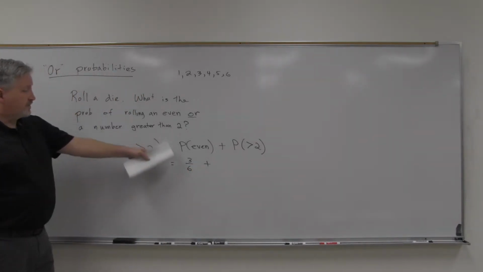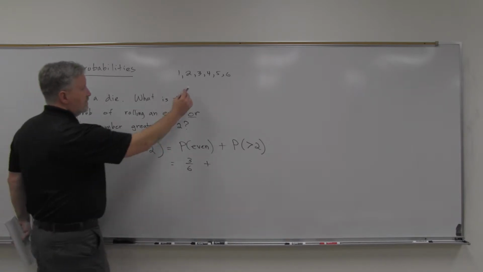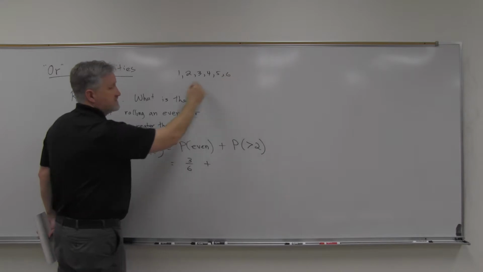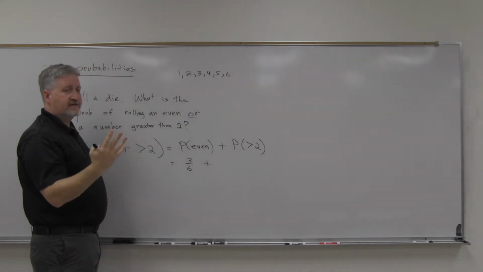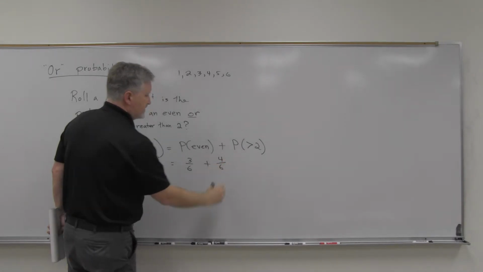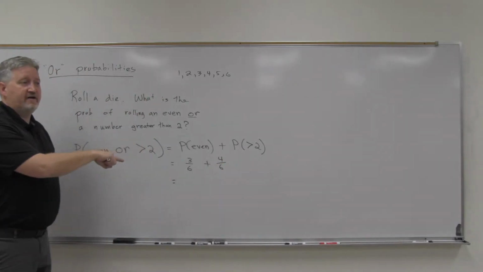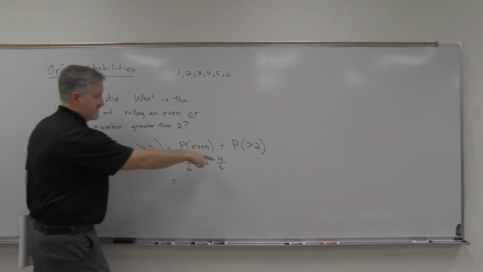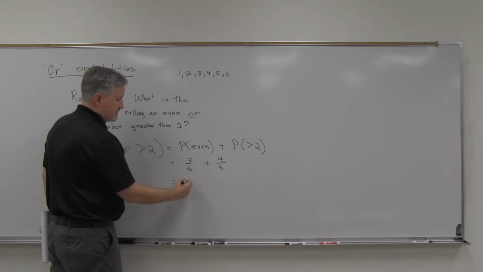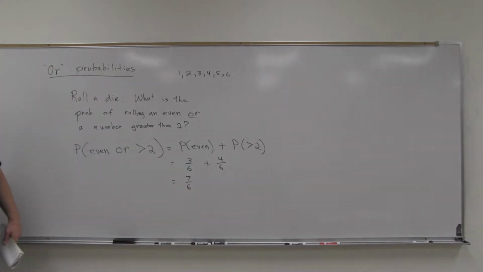All right, you with me there? 3 out of 6 is even. What about greater than 2? Which ones are greater than 2? 3, 4, 5, and 6. So there's 4 out of 6 that are greater than 2. That would be the probability of greater than 2. And so you see the problem. We're going to add those fractions: 3/6 plus 4/6. Remember, if you've got a common denominator, you just add the numerators. So that's 7 out of 6.